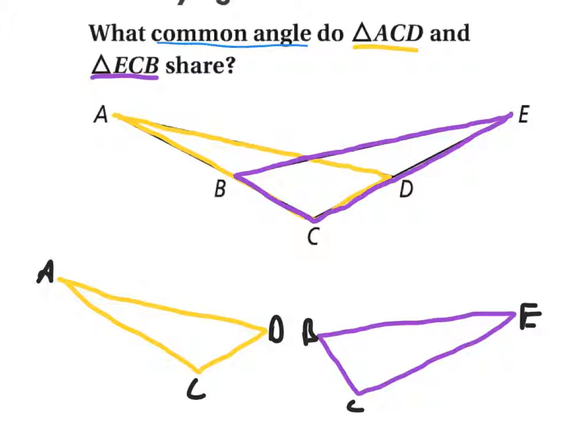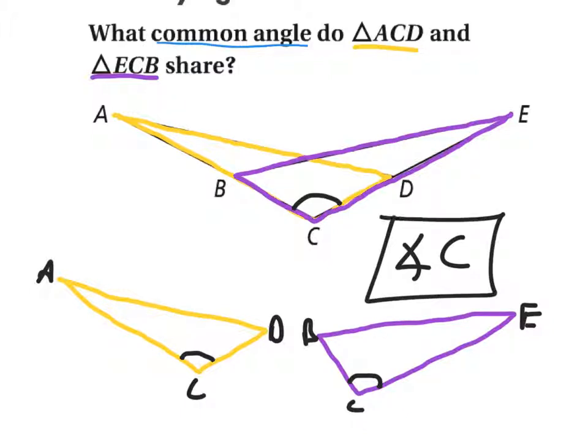Some of you said B. Well, is angle B even an angle in this gold triangle? No. It's not a part of that triangle. In fact, point B has nothing to do with the gold triangle. So we are looking at that common angle being this angle, angle C. Angle C is congruent in both triangles because it's the same angle in the diagram. Okay? Questions?